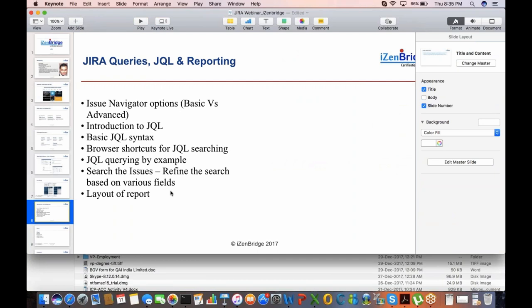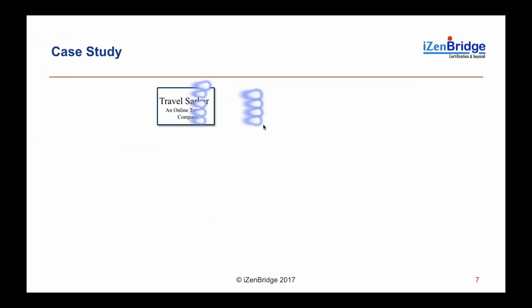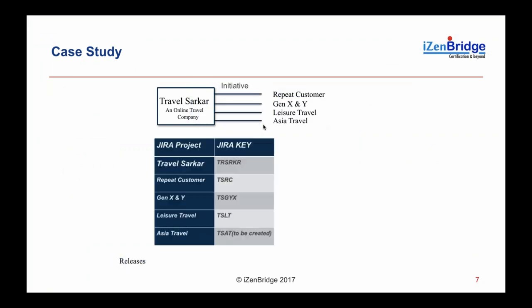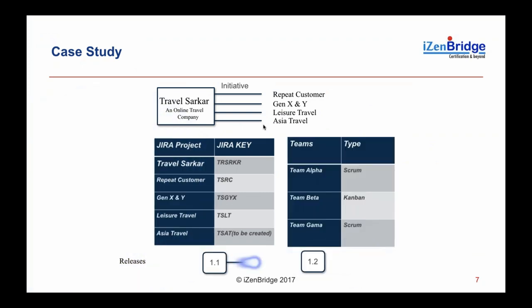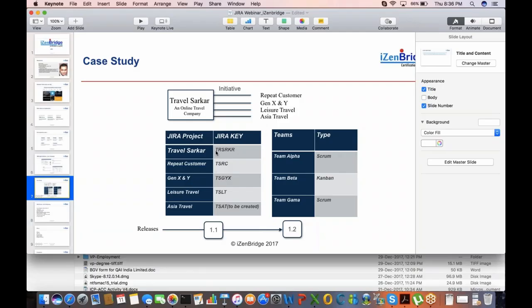So now what could happen? If you remember, this was our landscape. We had a company called Travel Sarkar. We had so many projects going on, so many teams there, and multiple releases here. Just understand there could be a large amount of data. Now I may need to search, let's say, for everything under the Travel Sarkar project which is assigned to Team Alpha and which is going in release 1.1. So let's make it a little complex.